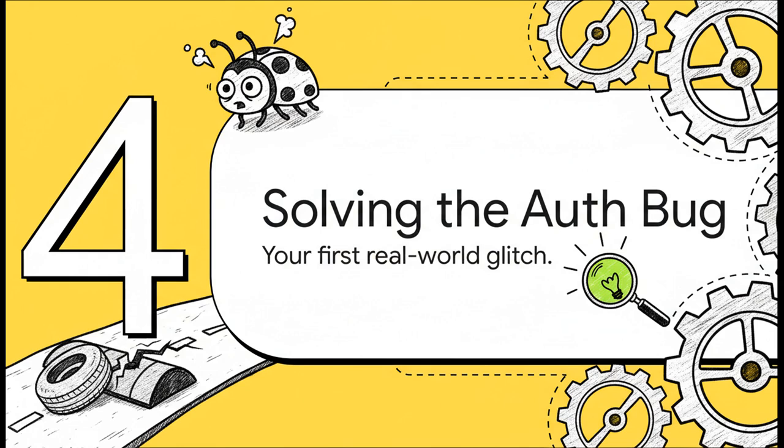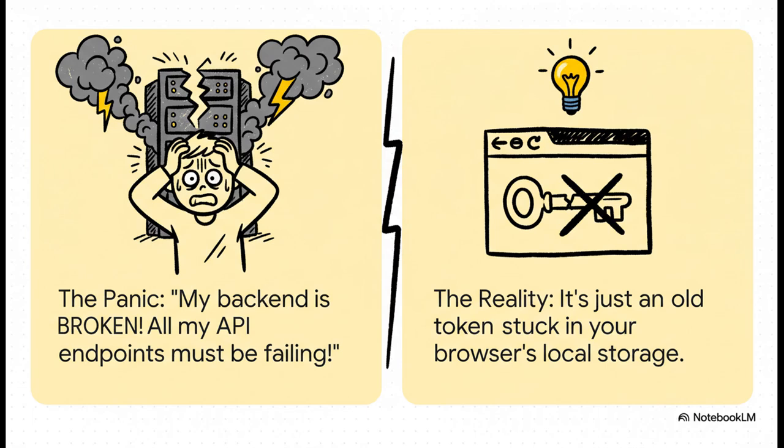Now, no project tour would be complete without hitting our first little speed bump. Sooner or later, you're going to run into a bug. So let's look at a really common one and see how the project's documentation turns what could be a moment of panic into a total pro tip. Oh, this is so relatable. You see that "user not authenticated" message and your heart just sinks, right? Your first thought is, oh no, my entire backend is broken. Nothing is working. But the reality, as the debug guide points out, is almost always way, way simpler.